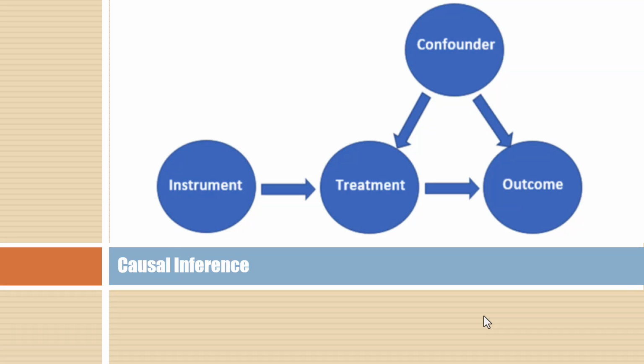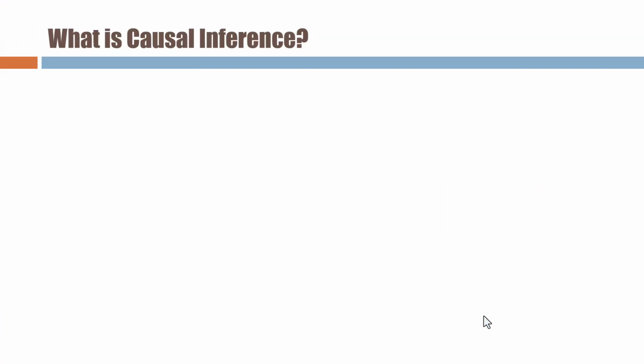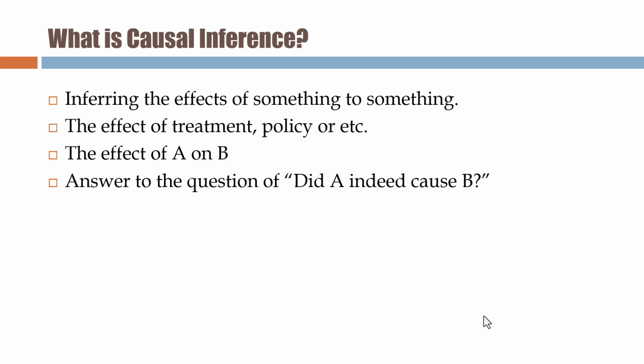Welcome. This is the causal inference chapter. So what is causal inference? We're trying to infer whether something causes some other thing. So inferring the effect of something on something, the effect of the treatment or the effect of the policy.